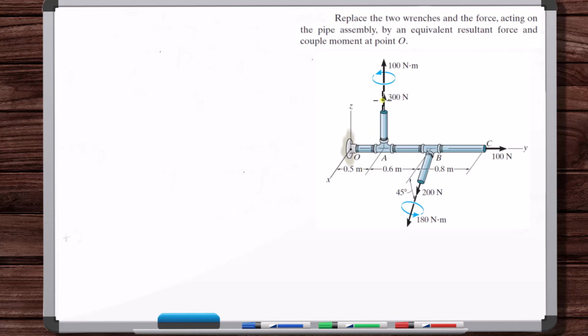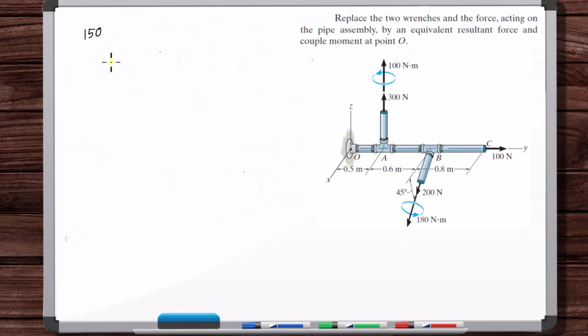Okay, so this 300 Newton force, there's no moment about the y-axis, no moment about the z-axis. It's just about the x-axis, and it's in the positive. It's directed along the positive x-axis. So 300 times 0.5, that's 150. So 150, and that's in the positive x direction.